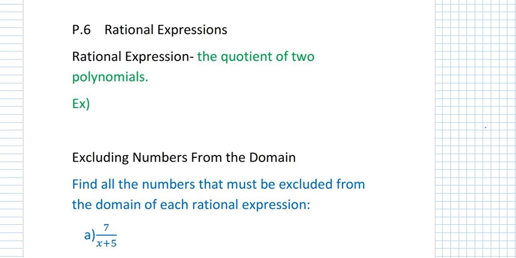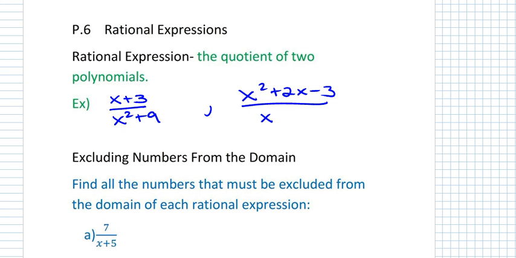Welcome to tonight's video on section P-6, rational expressions. A rational expression is the quotient of two polynomials. For example, x plus 3 over x squared plus 9. That's a rational expression. X squared plus 2x minus 3 over x minus 1. Those are rational expressions.